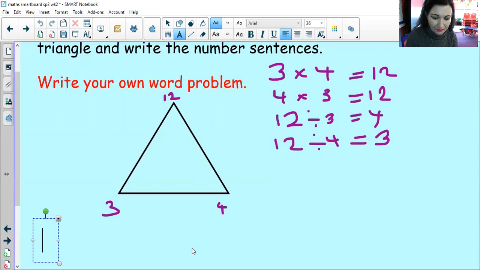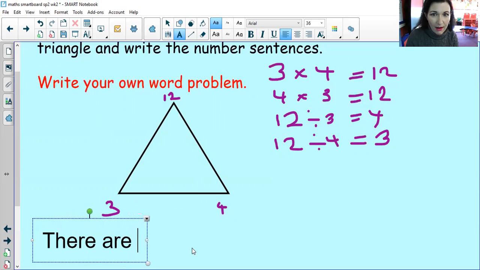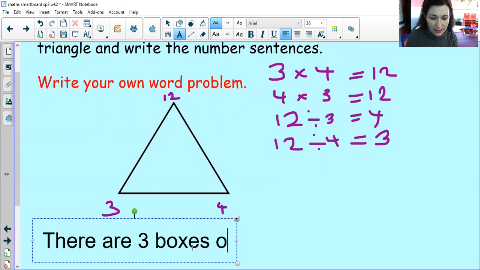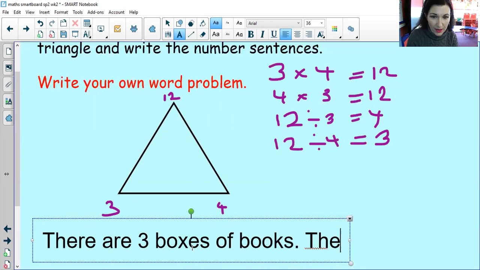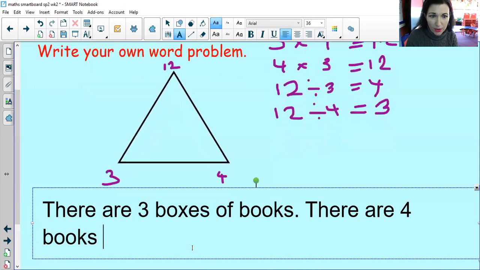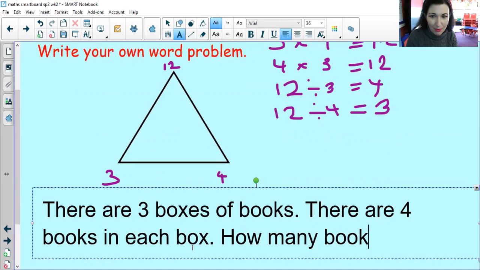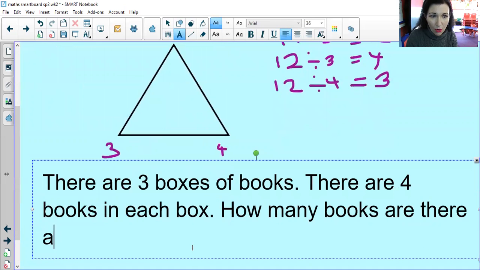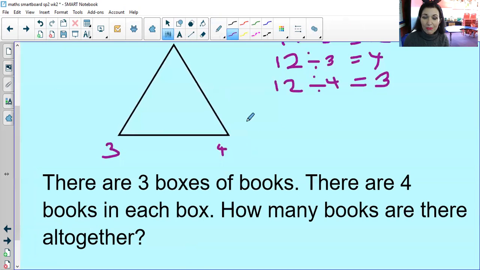Okay, so here I go. There are 3 boxes of books. There are 4 books in each box. How, capital letter, Mrs. Ross, how many books are there all together? Okay, 3 boxes of books with 4 books in each box.